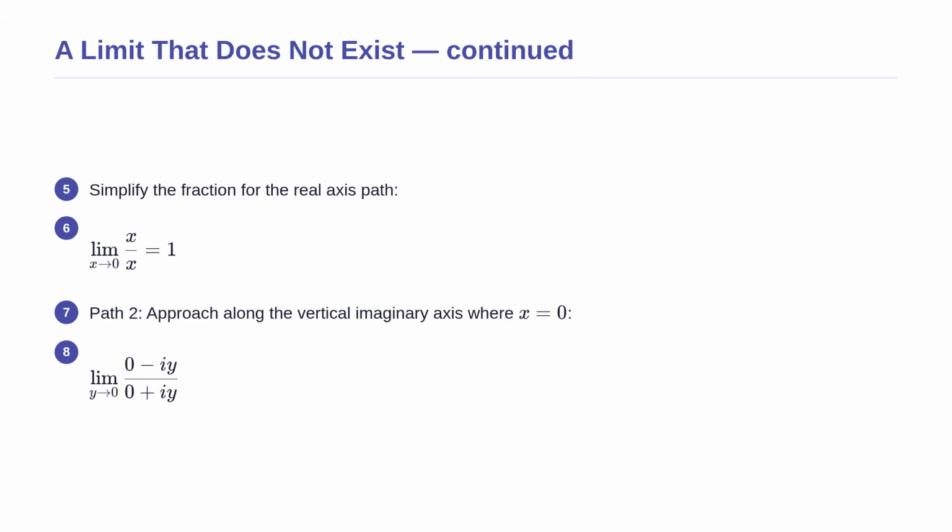Now we must test a second path to see if it agrees. Let us approach the origin along the vertical imaginary axis. On this vertical path, the real part x is exactly 0. We substitute 0 for x in our original fraction.